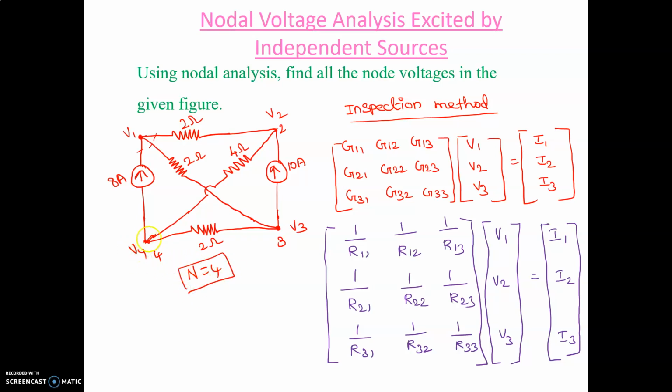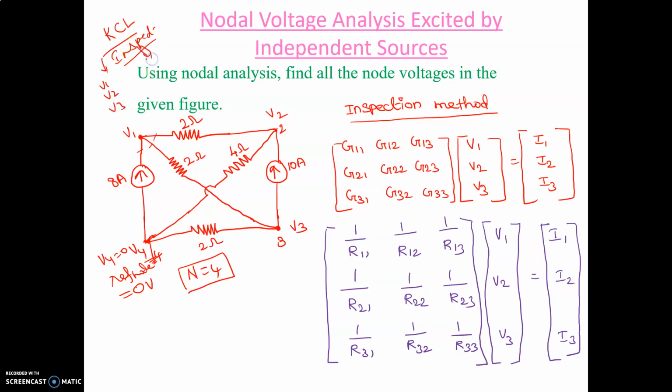Among the 4, one node is taken as a reference node. The reference node potential is treated as 0 volt, so V4 is equal to 0. Here I am going to use the inspection method to solve this problem. I can solve the nodal analysis by using Kirchhoff's current law as well as the inspection method. In the Kirchhoff's current law method, I will write 3 equations and solve those 3 equations to find the value of V1, V2, V3.